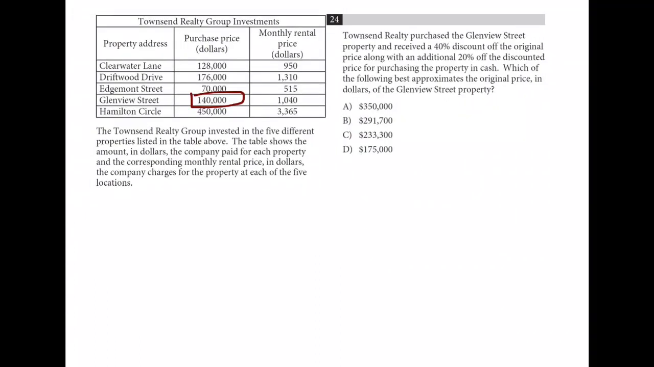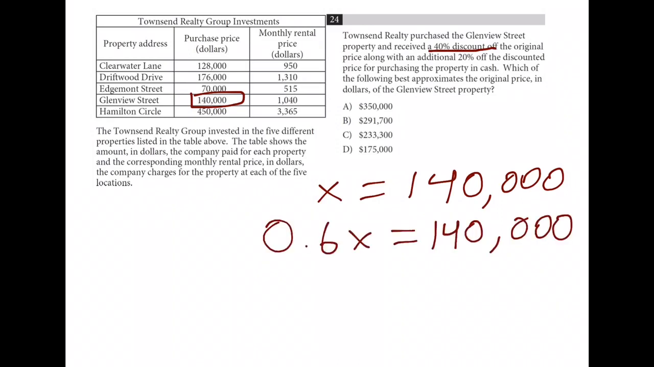So if I read the table correctly, my purchase price for Glenview is $140,000. And we'll call that X, and we'll set it equal to $140,000. However, I received a 40% discount, so we'll call that 0.6x, which means x multiplied by 60%. Out of an original 100, if I subtract 40, I have 60%. That's how much I paid.